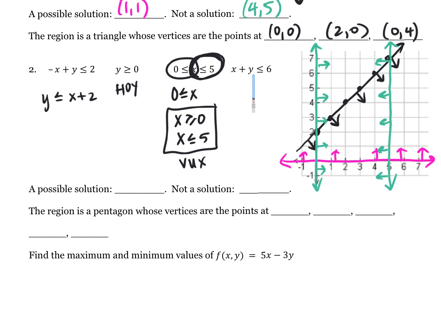Get y by itself on that one. Y is less than or equal to, beautiful, Mateo. I'm going to go up 6. My slope is negative x, so I'm going to draw that the whole way down and to the right. They're all less than or equal to, so I'm making them all solid.